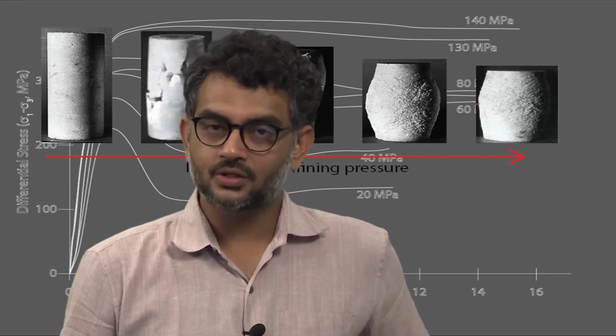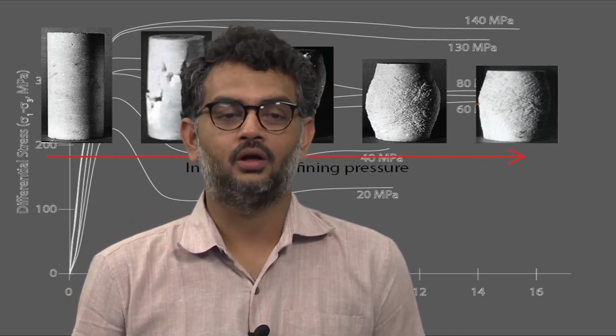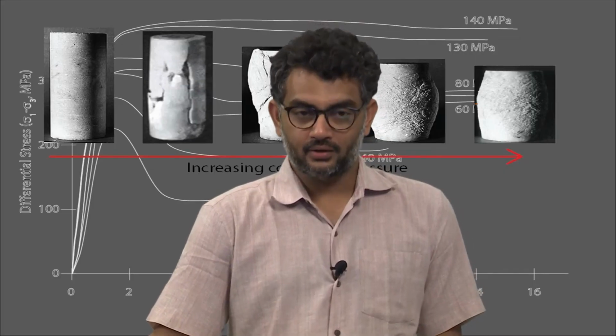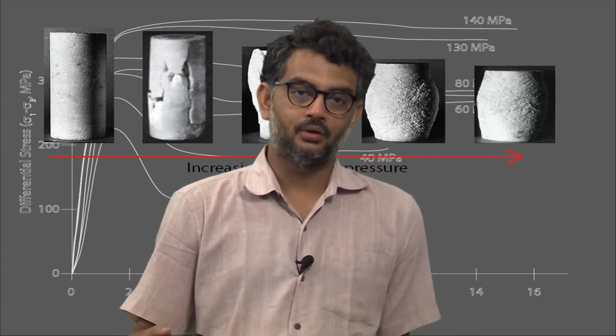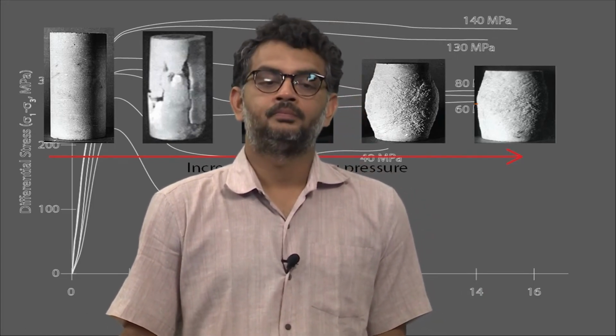Now, we will cover mostly 4 different important parameters. One is pressure, and then the second one is temperature. After that, we will look at the pore pressure and strain rate. So, these 4 parameters and their influence in governing the strength and flow of rocks. Now, we know that pressure and temperature, as we go deeper in this earth, do increase.